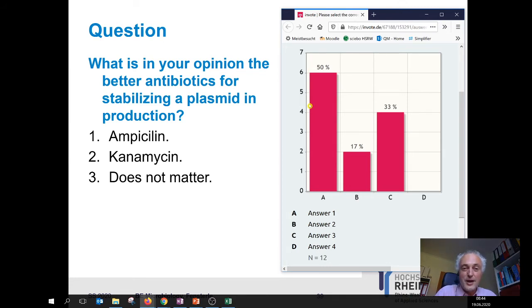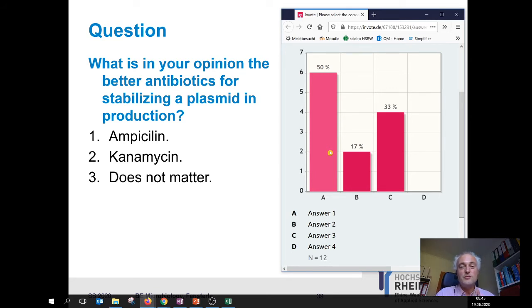Now, what is correct? Correct is B. And this is the bad news, only 17% said B. This is only just one or two students saying B; A is not correct. Why does it make a difference using ampicillin or kanamycin? Well, this depends on the mode of action. This would also be a question which I would have asked in these colloquia. It depends on the mode of action.